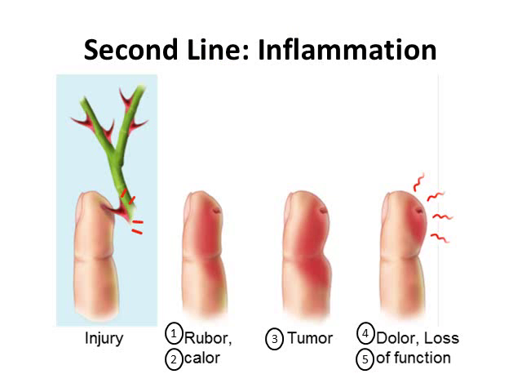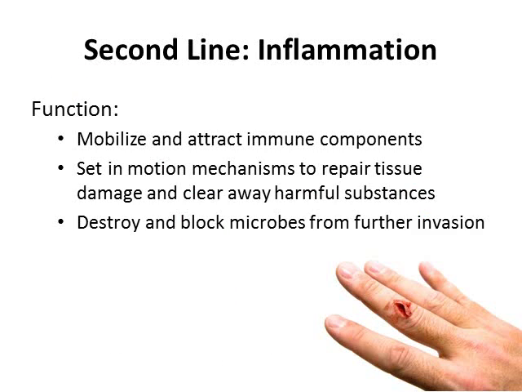Another part of the second line of defense is inflammation. If you have an injury, like this finger getting pricked by a thorn, you're going to have 5 things happen. You're going to have rubor, which is redness, calor, which is the warmth part of it, tumor, which is swelling, so fluids are going to start going to the area, dolor, which is pain, and then you're going to get loss of function, which is the 5th part of inflammation.